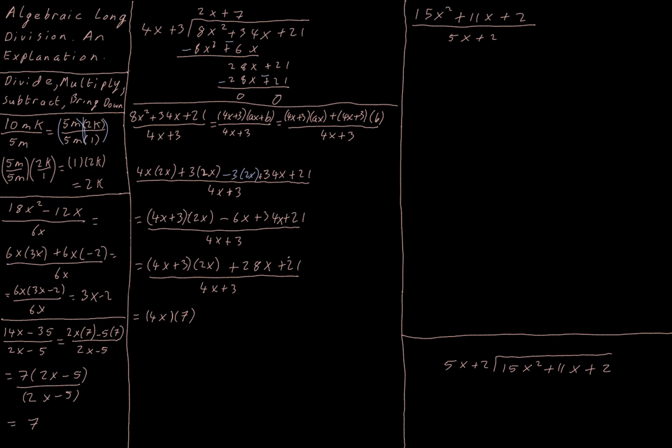And can I write 21 as 7 times 3? Well, I can. 21 is 7 times 3. So it's going to be plus 3 times 7. Oh, I've missed the first part of my fraction, so I'll rewrite that.